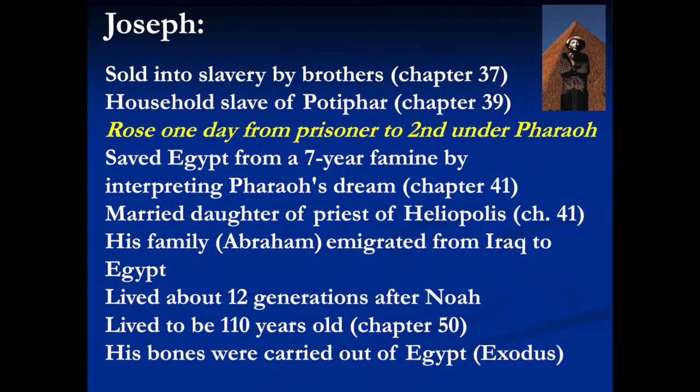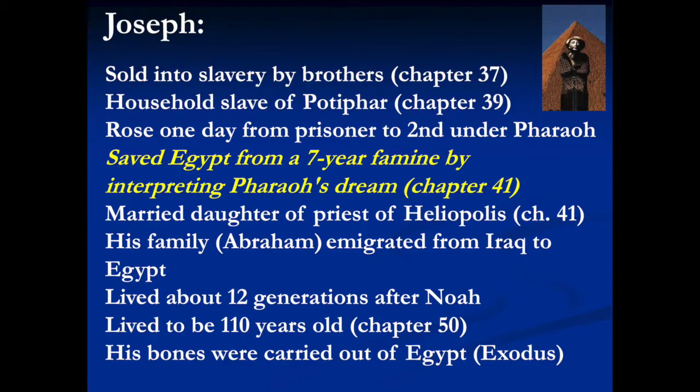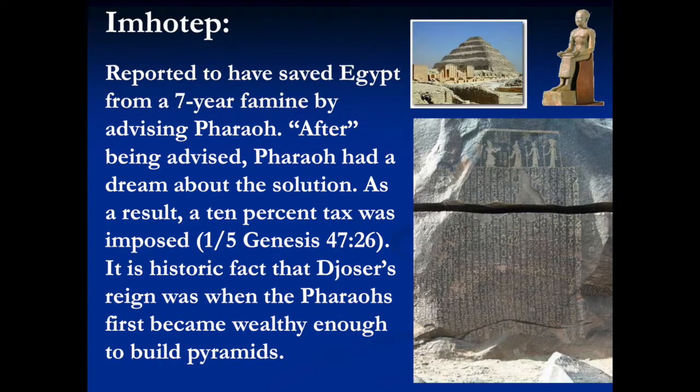Rose one day from prisoner to second in command. Next slide. Rose very quickly to second in command under Pharaoh. There's no evidence of him before having this high position. Next slide. Saved Egypt from a 7-year famine by interpreting Pharaoh's dream. Now, how are we going to find that? Next slide, please. The famine stele on the island of Sehel, at the first cataract of the Nile, tells about Imhotep and how he saved Egypt from a 7-year famine by advising Pharaoh.